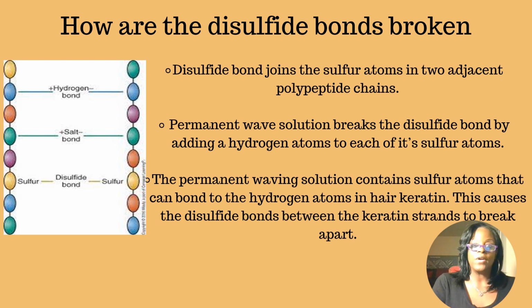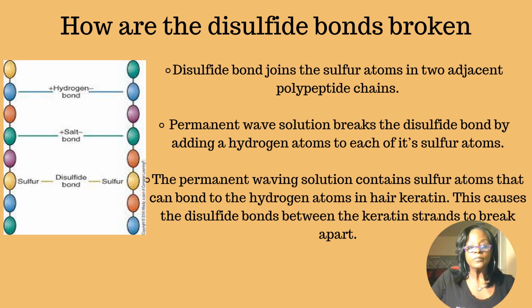How are the disulfide bonds broken? Disulfide bonds join the sulfur atoms in two adjacent polypeptide chains. Permanent wave solution breaks the disulfide bonds by adding a hydrogen atom to each of its sulfur atoms. The permanent waving solution contains chemicals that can bond to the hydrogen atoms in hair keratin. This causes the disulfide bonds between the keratin strands to break apart.